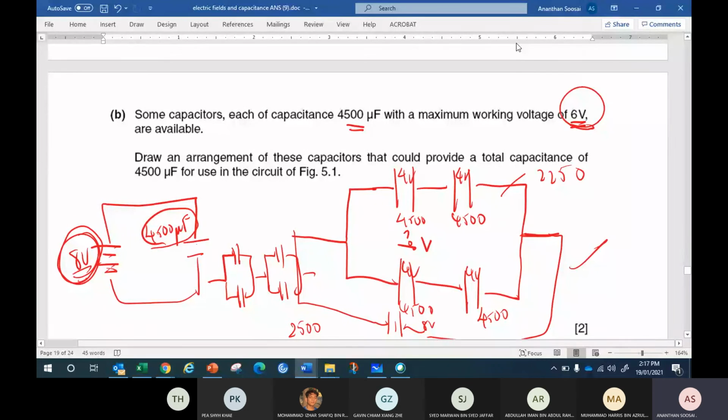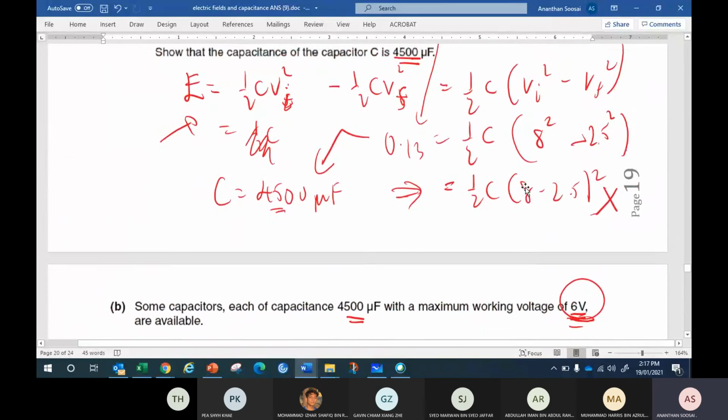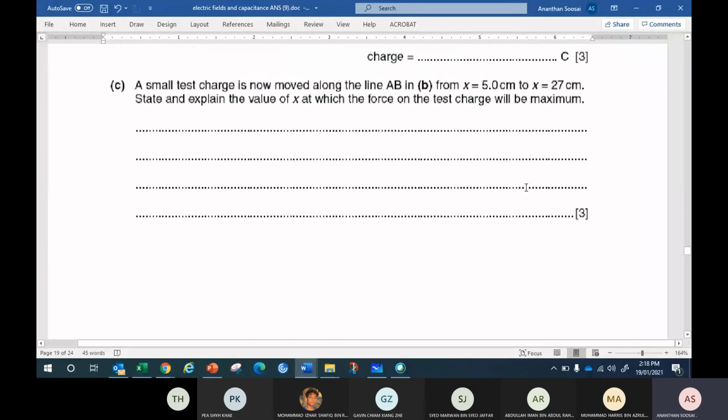Remember, the safe working voltage 6 volt means you must arrange such a way that the voltage across each capacitor is either 6 or lower than that is fine. Not need to be exactly 6 volt. Less is fine as long as they never explode. Okay. Let's move on. Okay, that's the first question. 2 marks, 2 marks, so about 5 marks. Okay, go up.